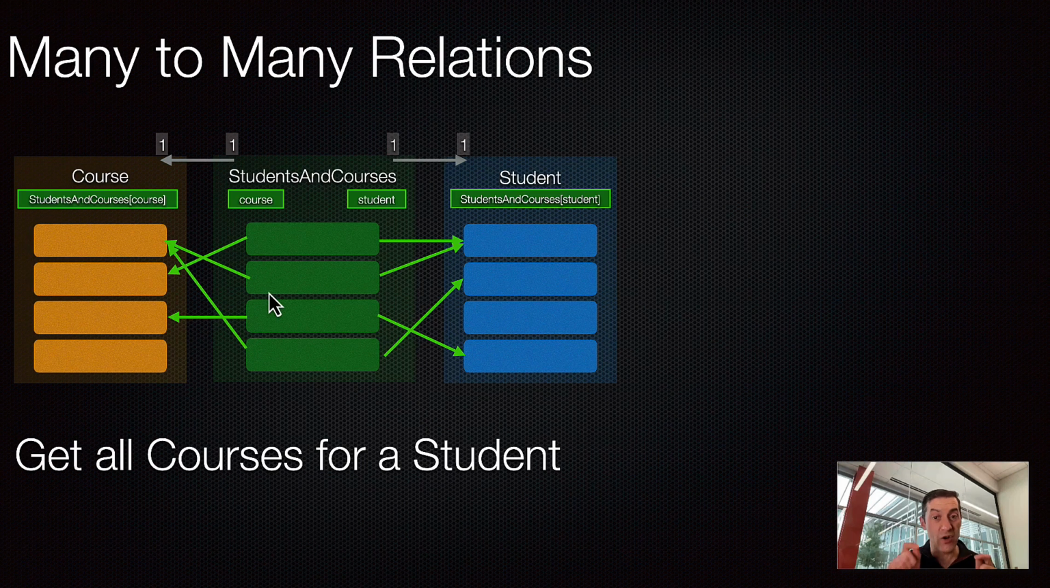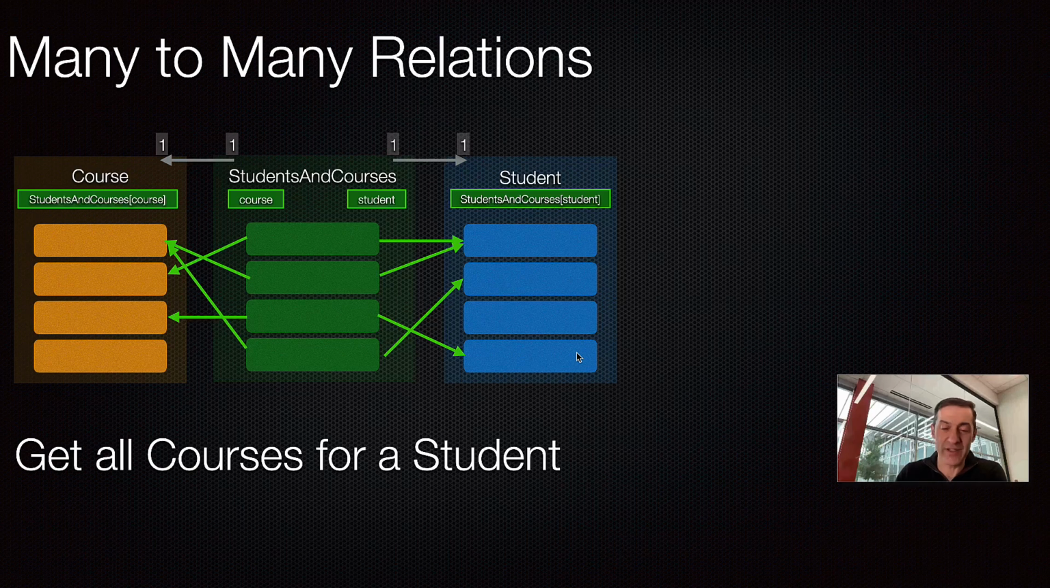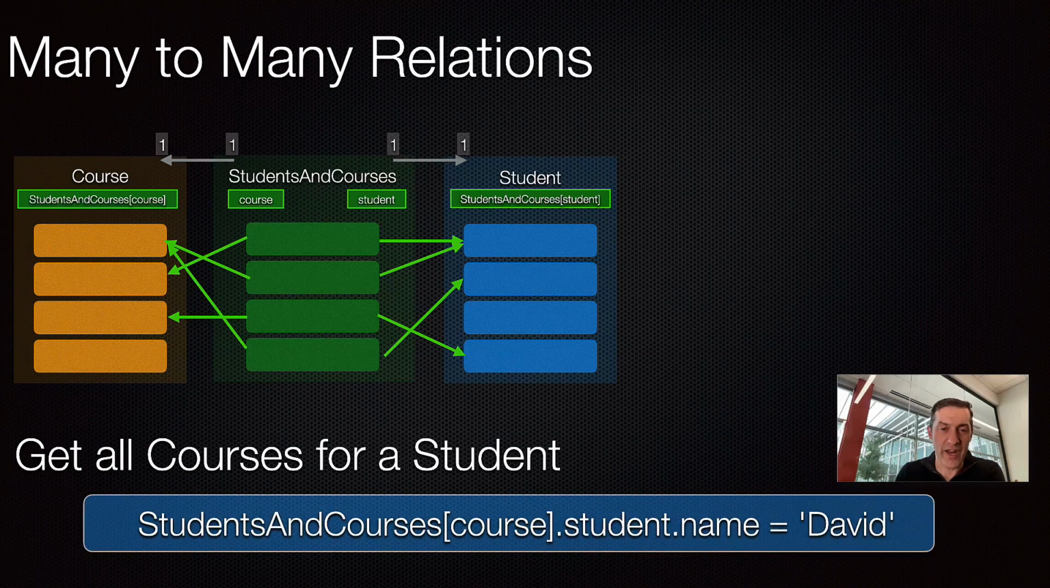If we are getting courses for a student, then the query needs to be sent to the course table. And in the course table, using again this hopping methodology, we use this pseudo column students and courses course that puts us into this table, and from here we use dot student that puts us into the student table, and in there we can say dot name equals George or David or whoever, and that will give us all the courses for a specific student.